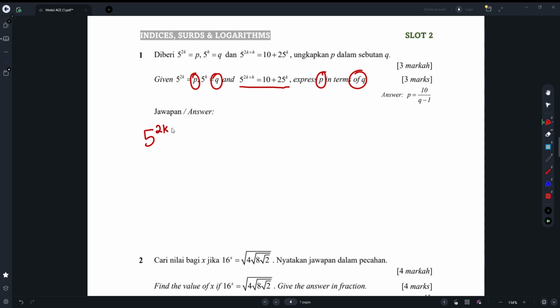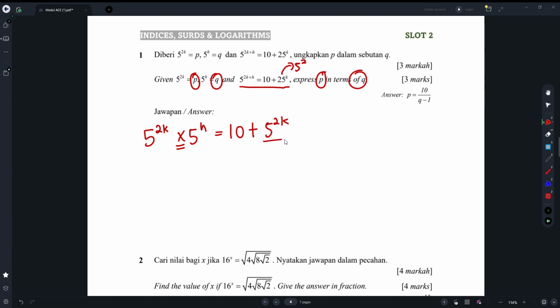So whenever indices are added, that means it is multiplied. So we have to expand and write like this: 5 to the power of 2k times 5 to the power of h. Equals 10 plus 25^k. But as I know 25 is 5 to the power of 2, so I'll write it as 5 to the power of 2, and don't forget the k. So this is going to be my first step. I put a multiply here because I'm separating the index into two different bases.